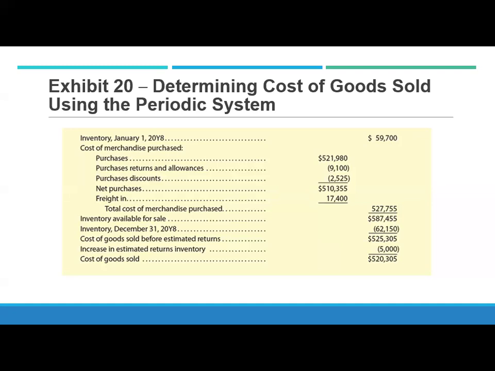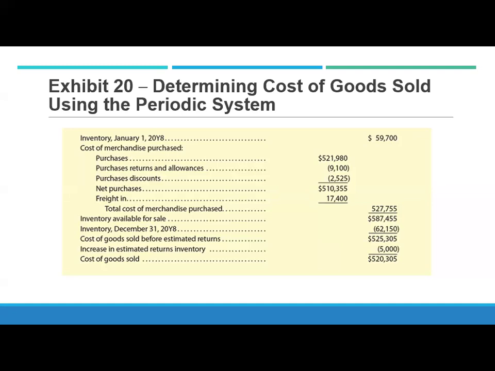And so the basis for this is we know our beginning inventory. We know how much the purchases were during the period, purchase returns and allowances, purchase discounts. And then we have our total amount of net purchases throughout the period, which is purchases less purchase returns, less purchase discounts. Freight in increases the cost of our purchases. And then total cost of merchandise purchased is 527,000. That's all of our purchases, less discounts, plus freight. Then we add that to beginning inventory, and that's the total goods that were available for sale during the period. Assuming that nothing was sold, that's how much we would have on hand.